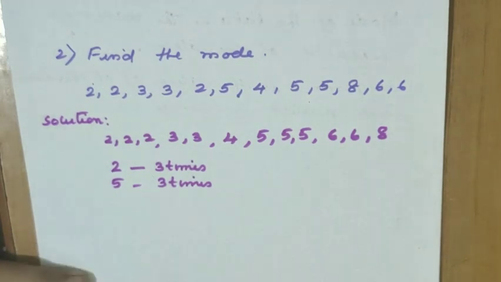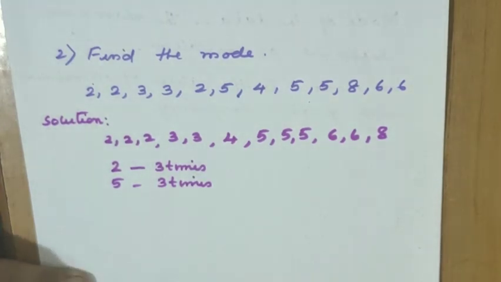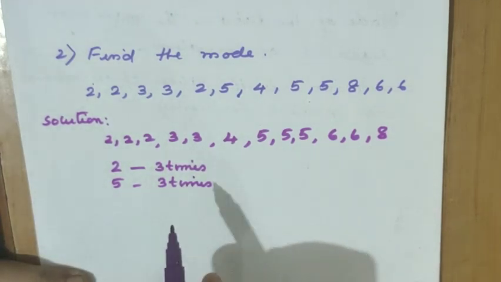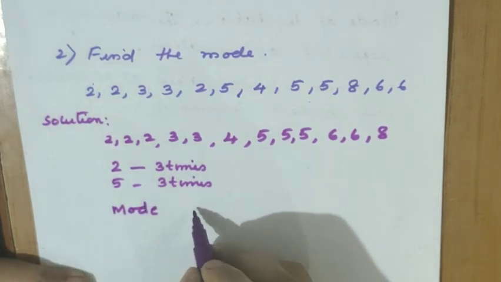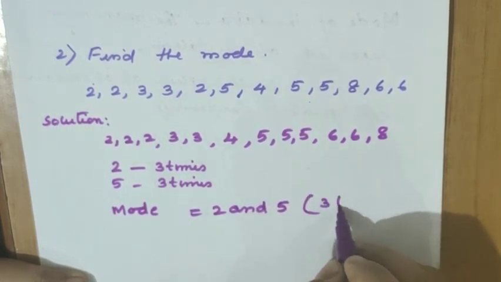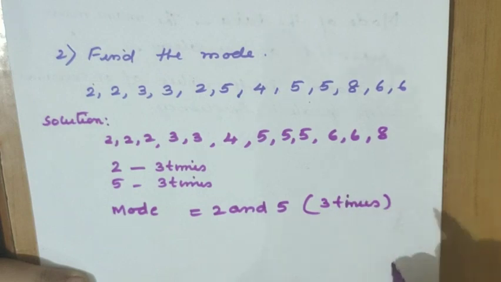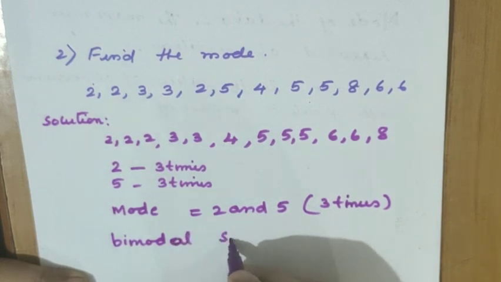So in this situation, this group of data has both as modes. 2 as well as 5 are modes. So we will call it a bimodal condition. Bi means 2, you know that. So for this group, there are 2 modes. So mode equal to 2 and 5. In brackets you write 3 times. So this is called a bimodal situation.